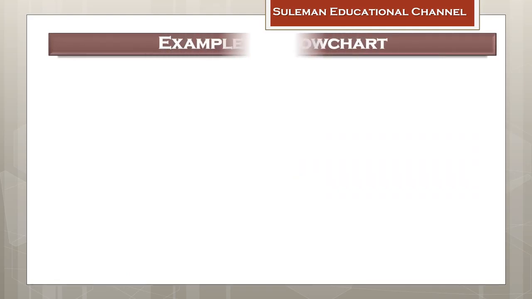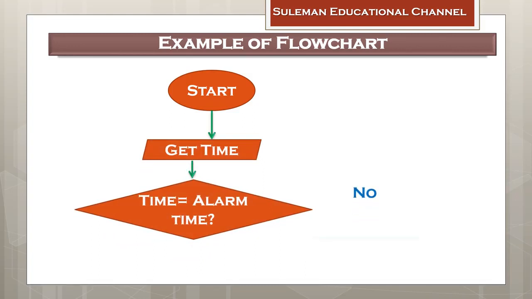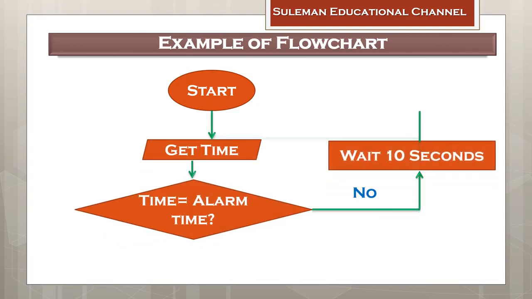Now let's see an example of flowchart. The flowchart is designed for the same algorithm that we have discussed in pseudocode. In pseudocode it is in normal English, but in flowchart special symbols are used to represent the action.